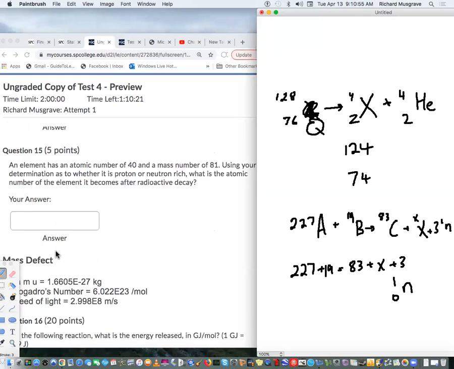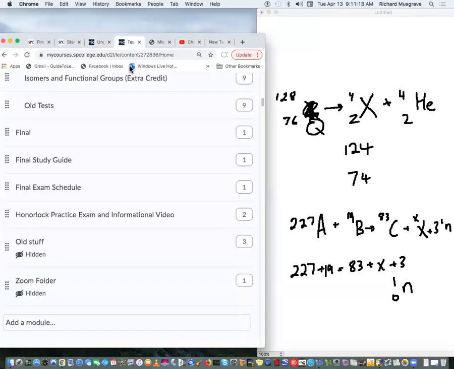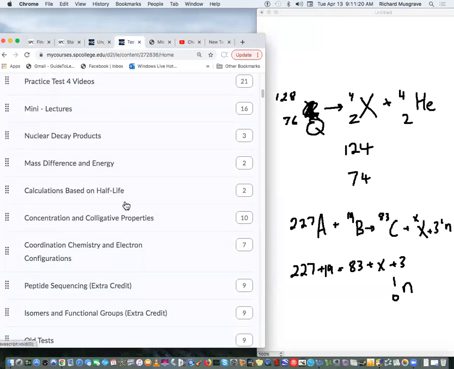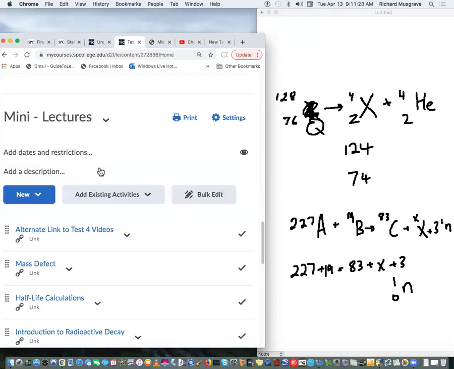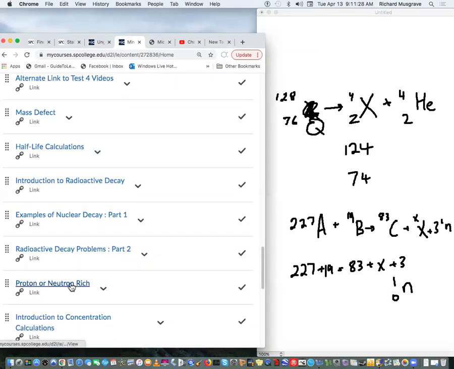And then question 14 and 15 are the ones where we were talking about it being proton or neutron rich. So it could go either way on those as well, and then you can figure out the element based on what you're seeing here. As I said, there's no notes about this, but there is a video about it, and you'll find that video here in the mini lectures folder, and it is proton or neutron rich, this one here. That's the one I'd recommend you watch.